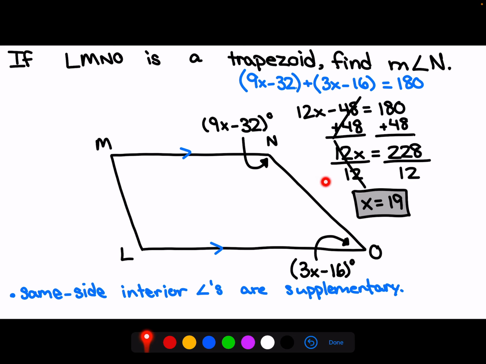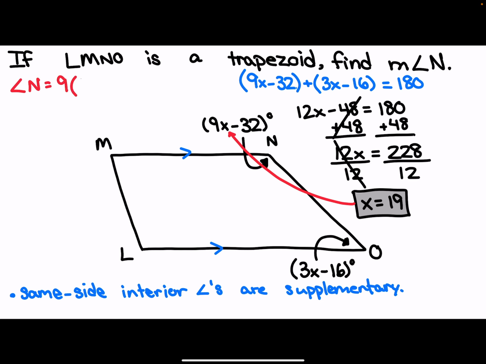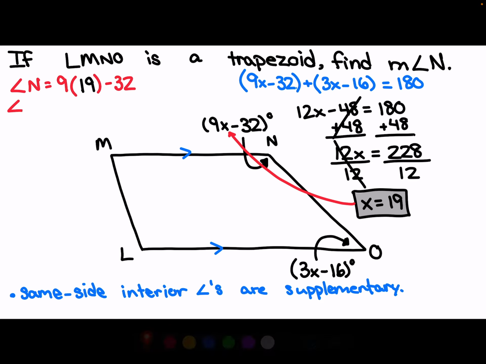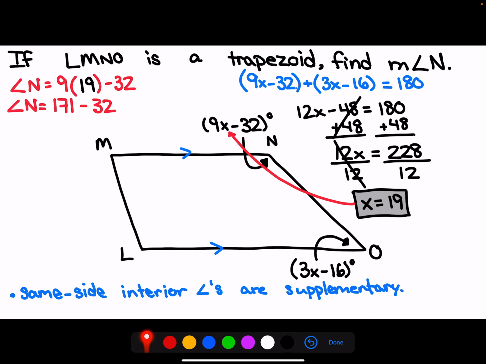So I plug 19 in for x for angle N, and we have angle N is equal to 9 times 19 minus 32. 9 times 19 is 171 minus 32, which will give us our final answer of angle N equaling 139 degrees.